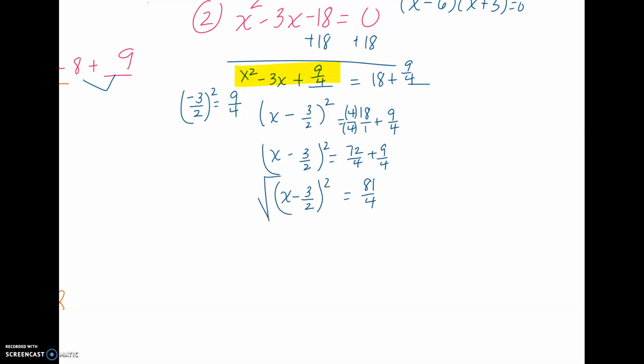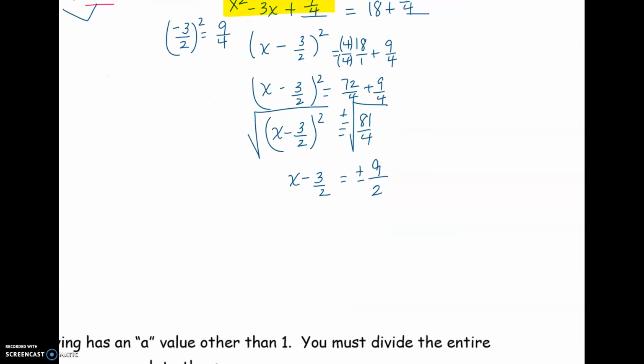To undo something squared, I take the square root, and it's plus or minus. So I get x minus 3 halves equals the square root of 81, which is 9, over the square root of 4, which is 2. So I get plus or minus 9 halves. Now I'm going to get x by itself by adding 3 halves. And when I add 3 halves, I get x equals 3 halves plus or minus 9 halves.